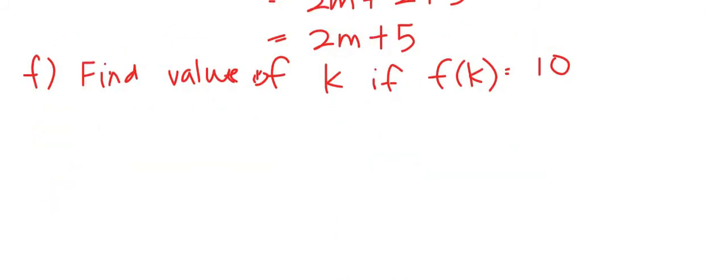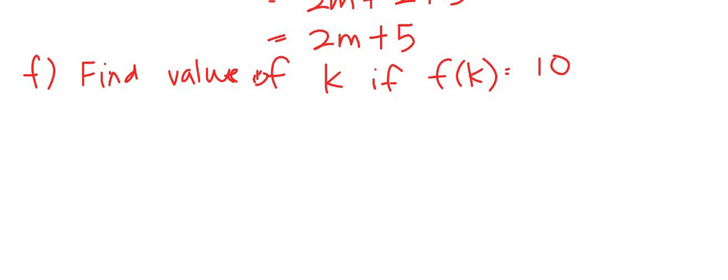Last but not least, you might see questions that look like this: find the value of k if f(k) equals 10. In this case, they give you the image instead of the object, and you are required to find the object. And for this object, instead of using x, we use k.